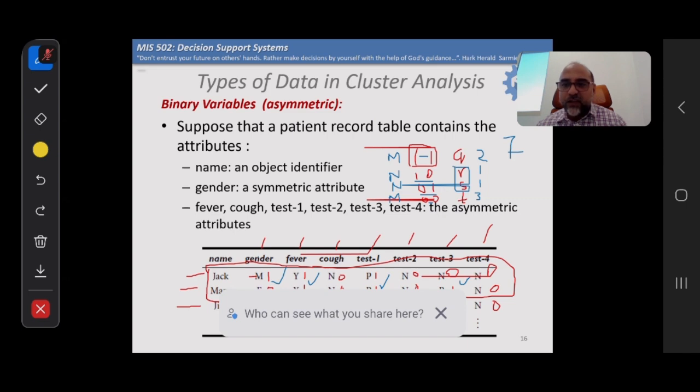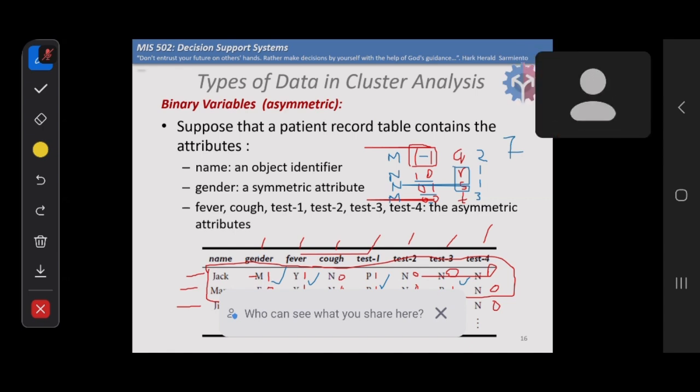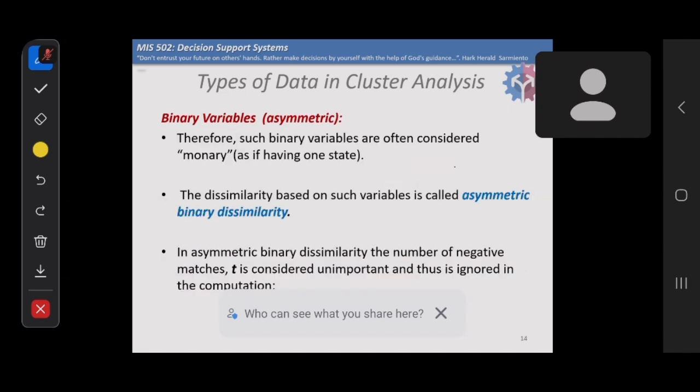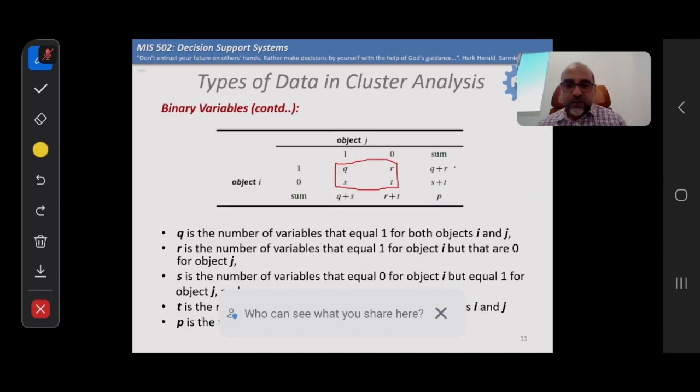Do you all understand that? Do you all agree with that? Q and R are the counters when they were not matching. Sorry, R and S. Sorry, my bad. R and S is when they were not matching, and Q and T when they are matching. So do you all agree with that? Yes. So let's look at this formula now.